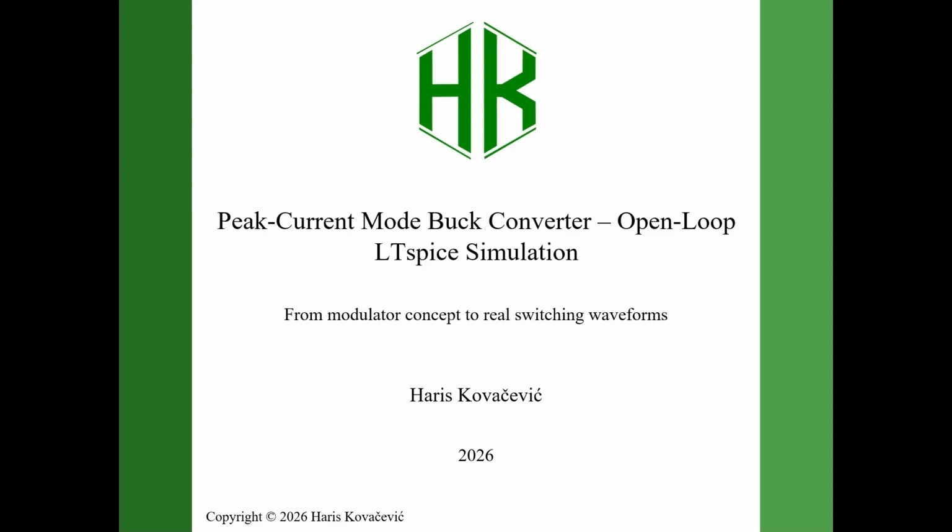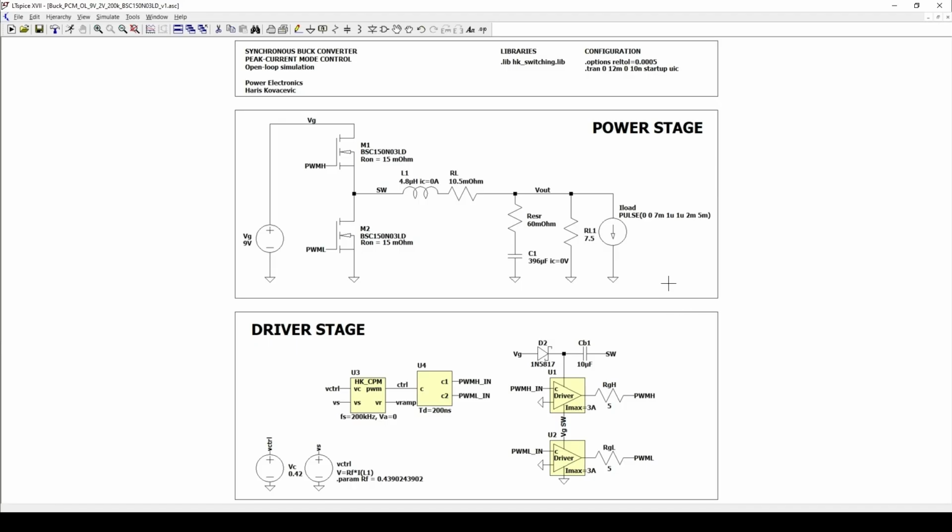So let's get started. This is the complete LTspice simulation of an open loop peak current mode controlled synchronous buck converter. It is a full switching level model, not an averaged model, and it includes the peak current mode modulator, current sensing, PWM generation, gate driving, and the buck power stage. In this video, we won't go into every component detail. Instead, we will focus on understanding how the system behaves and which signals are important.